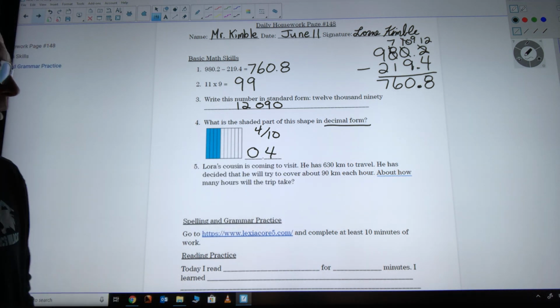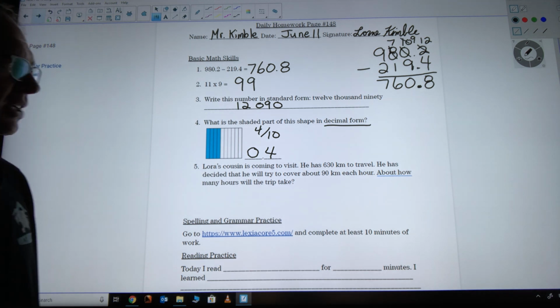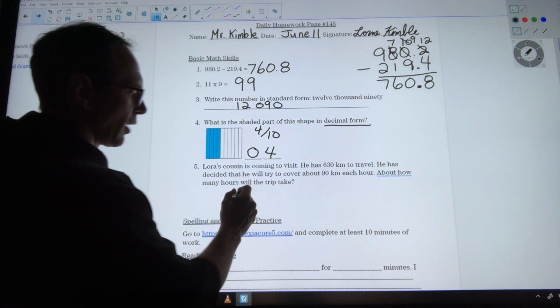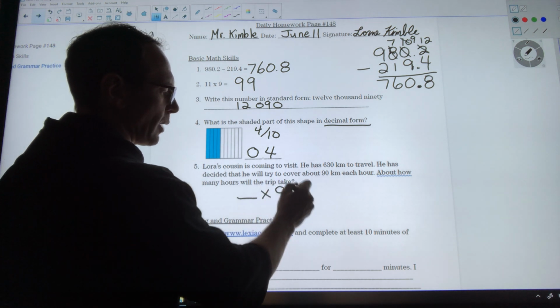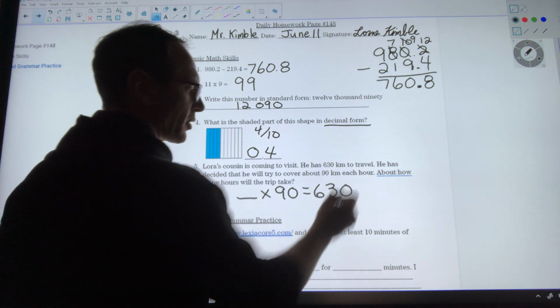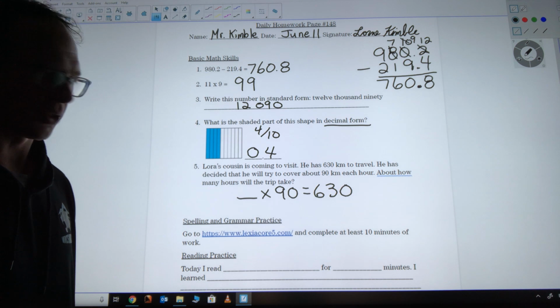The last one says that Laura's cousin's coming to visit. He has 630 kilometers to travel. He's decided he will try to cover about 90 kilometers each hour. About how many hours will the trip take? So what we're basically finding here is how many hours would it take if he went 90 kilometers each hour to get 630 kilometers altogether? What times 90 equals 630?